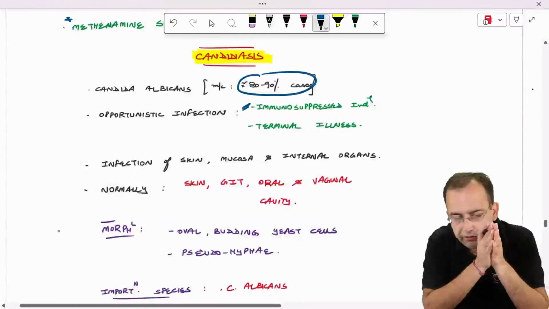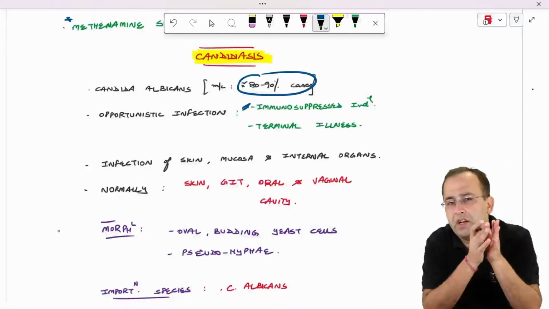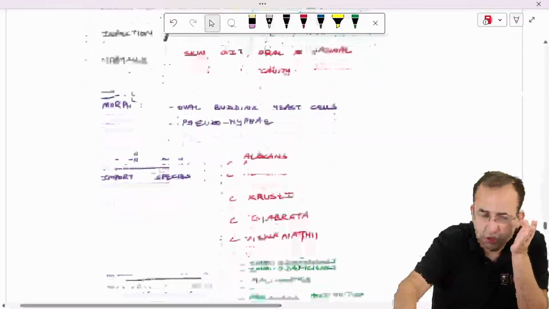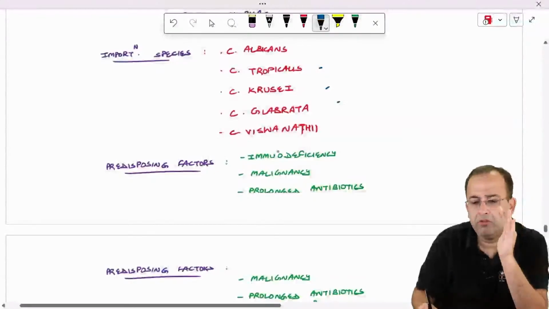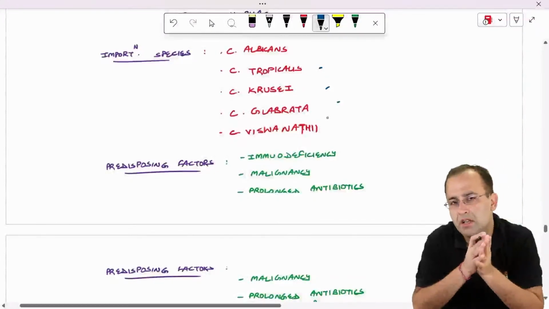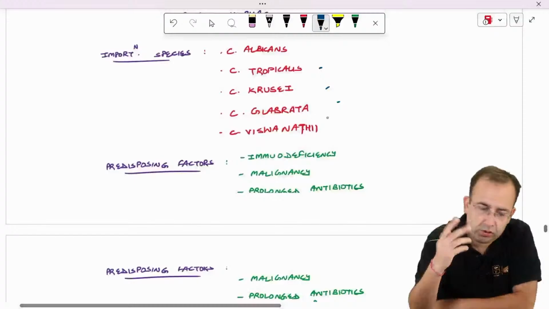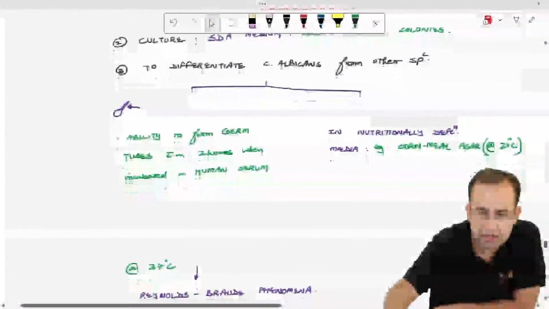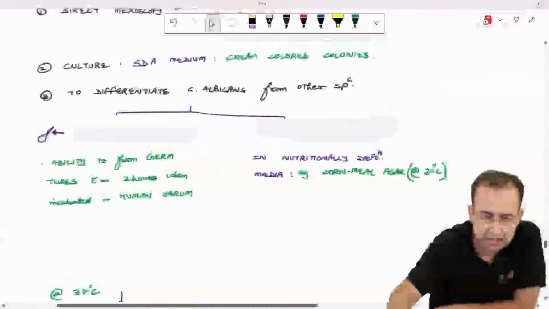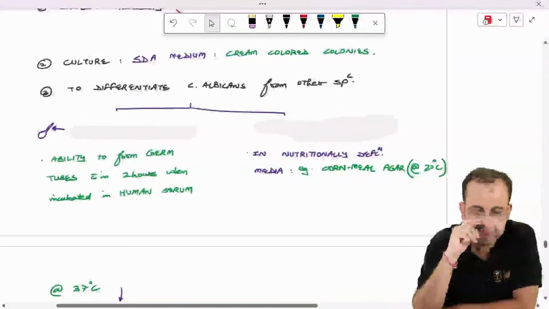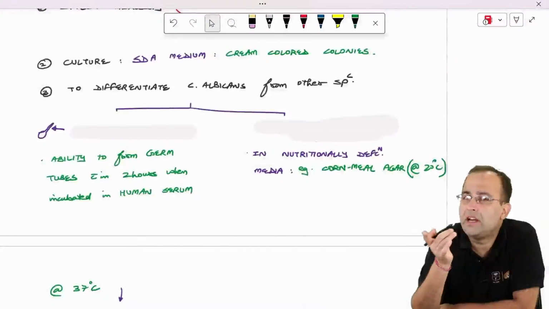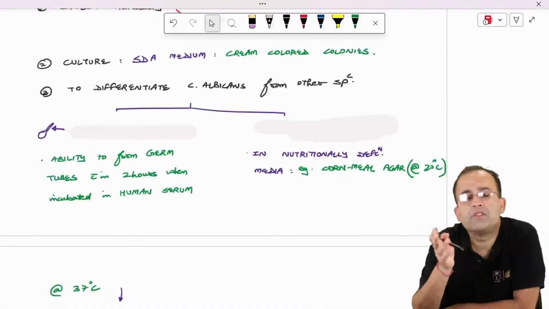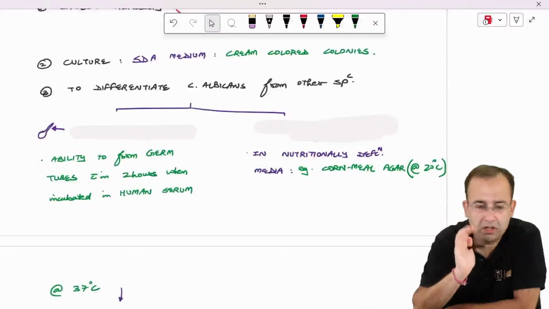So how will you differentiate whether it is Candida albicans or other species, that is tropicalis, krusei, glabrata? How will you know that it is albicans versus others? There are two tests. We keep this as our last slide to differentiate Candida albicans from other species. First is culture of Candida, of course, SDA, Sabouraud's dextrose agar, or SDA with antibiotics.